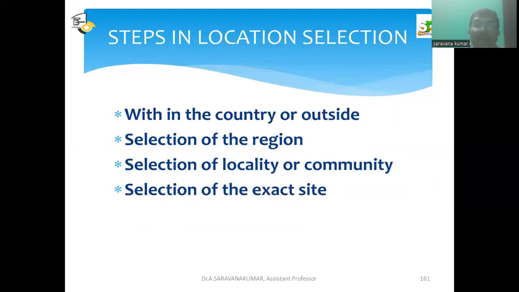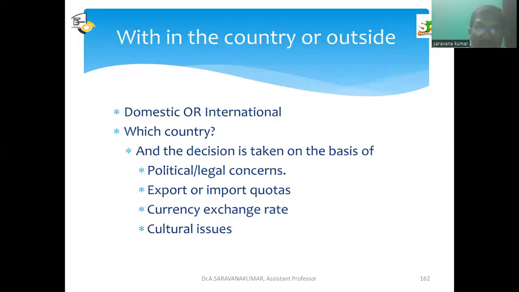So what are the steps in location selection? Within the country or outside? First, we are going to decide within the country or outside. Then selection of the region, selection of locality or community, selection of the exact site. So within the country or outside: first you are going to discuss domestic or international. We are going to decide which country. So you can choose that.